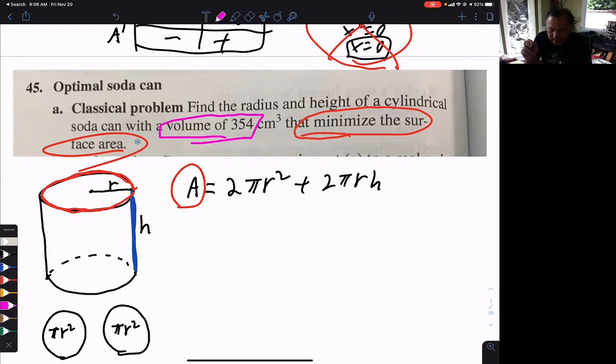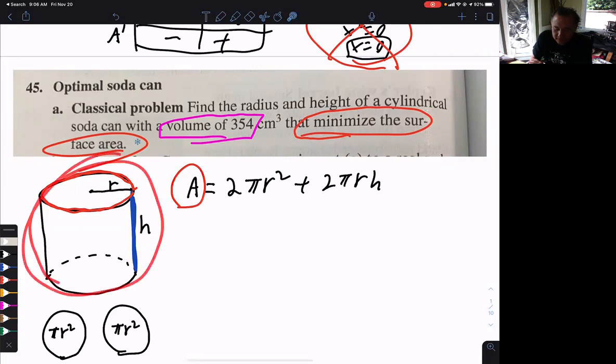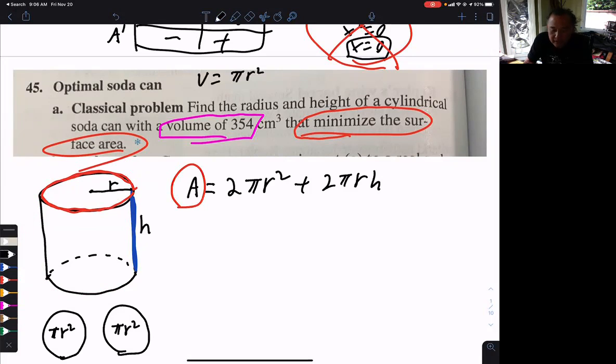How are we going to use that? How do you find the volume of a can? The volume of any shape is the area of the base times the height. So we need the area of the circle times the height. So the volume of this can is the area of the base, pi r squared, times the height, h. Well, we're told that that volume has to be 354. So we make 354 equal to pi r squared h. So here's our magic formula right there.